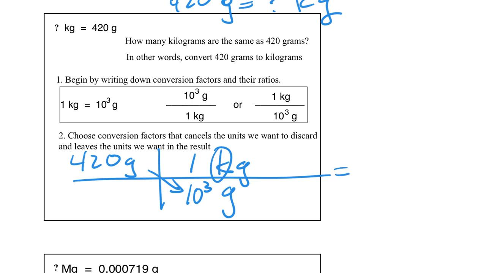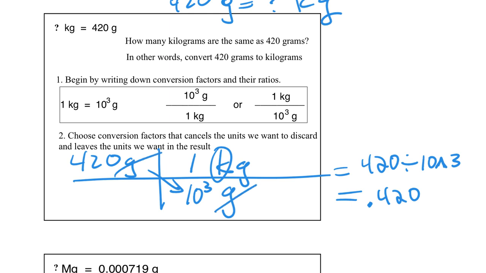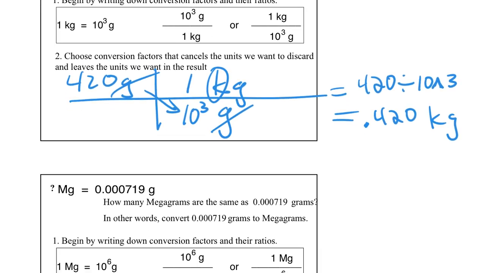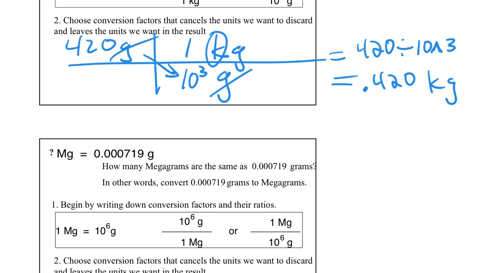So on your calculator, I would do 420 divided by 10 caret 3. There's a little caret sign. Or you can do exponents, but this is easier. And that comes out to 0.420 kilograms because the grams cancel out. Okay, so we're doing the same exact thing that we did with dimensional analysis before.